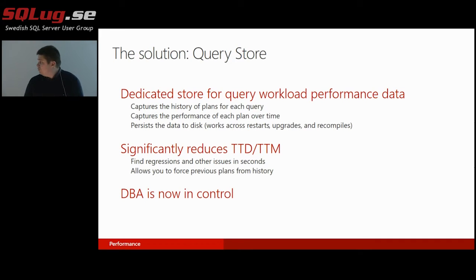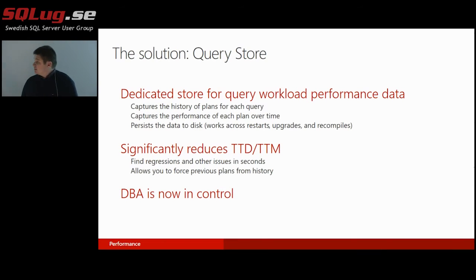So we have a dedicated store that will capture every historical plan for each query, and we have to turn it on per database. The data from the historical plans are stored on disk. So every time you restart the server or the service, do an upgrade or a recompile, every change is also persisted on disk. So we have the history. Is it saved in the database that comes in your backup? Yes, it is. I will show you because I already restored my database.